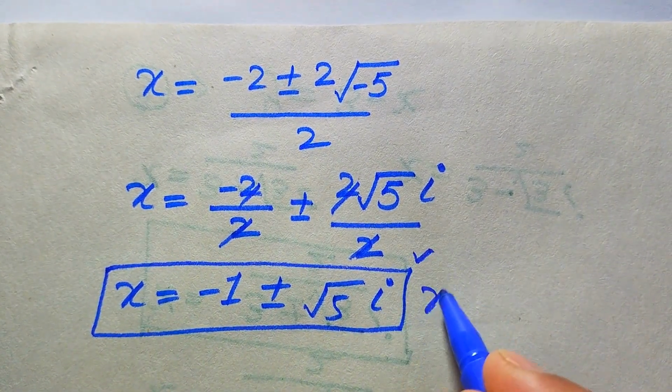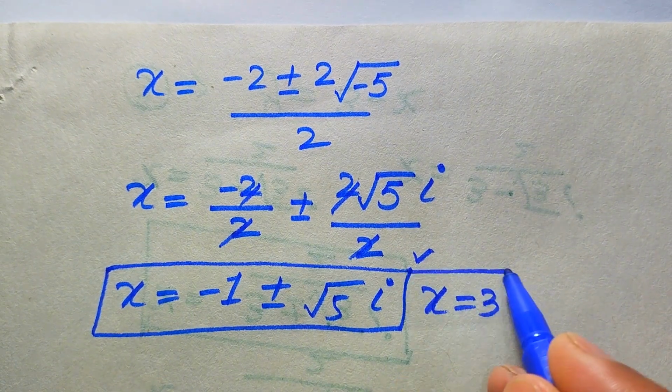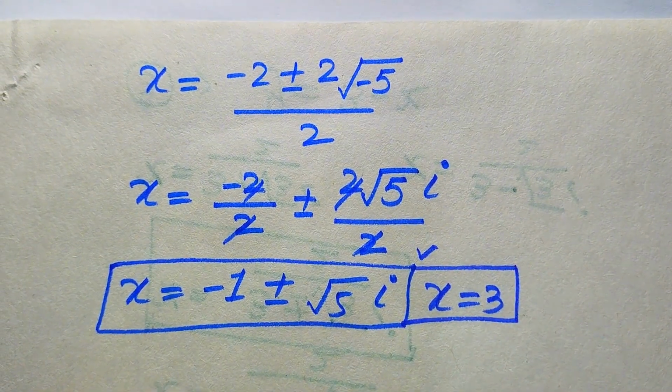And here finally we get that there are 3 roots of the given equation, in which these 2 roots are complex roots and x is equal to 3 is the real root of the given equation.